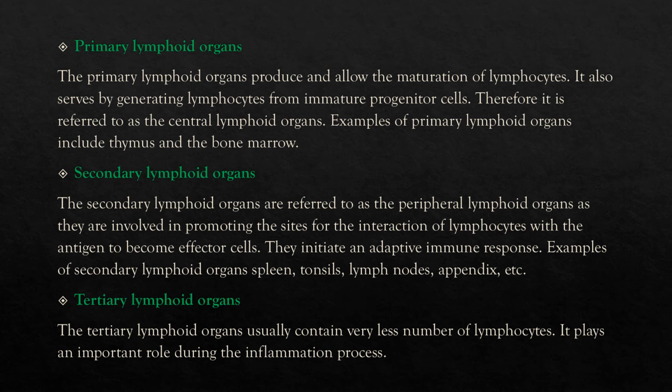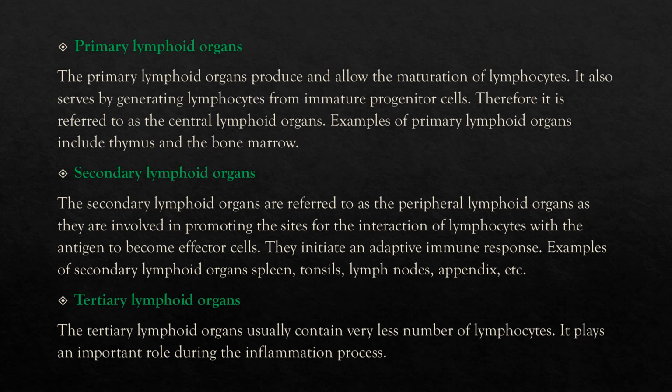Secondary lymphoid organs. The secondary lymphoid organs are referred to as the peripheral lymphoid organs as they are involved in promoting the sites for the interaction of lymphocytes with the antigen to become effector cells. They initiate an adaptive immune response. The secondary lymphoid organs include spleen, tonsils, lymph nodes, appendix, etc.